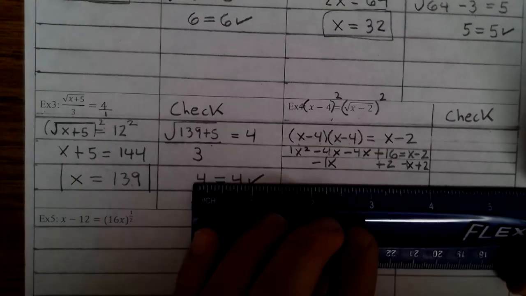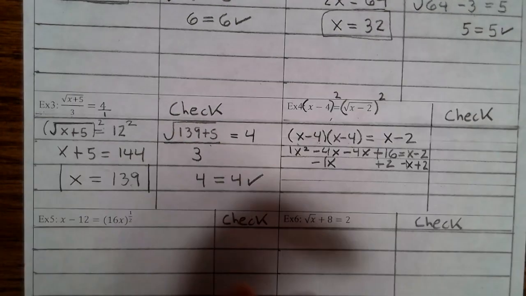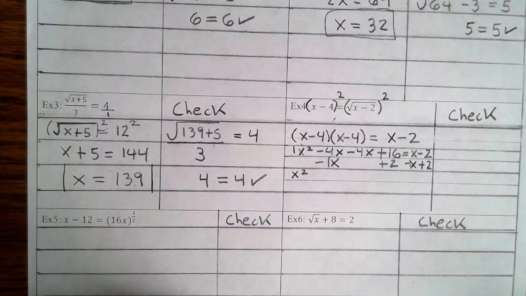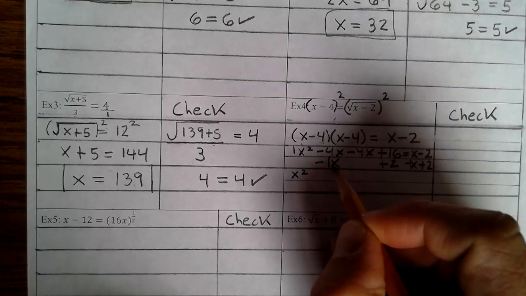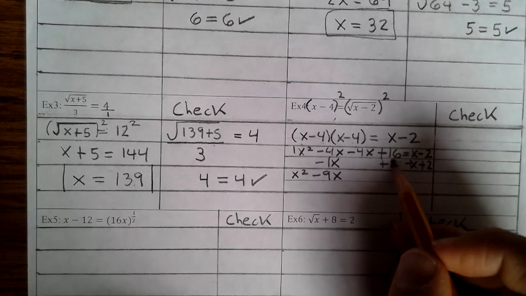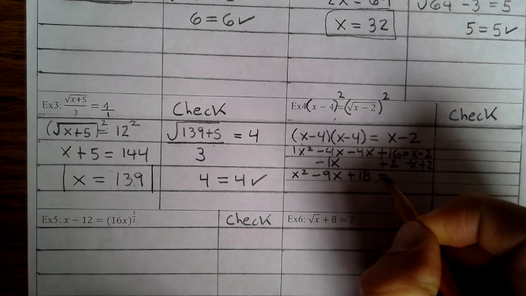Okay, now that's x squared. That's minus 4. Minus 4 is negative 8. Minus 1 is minus 9x. And then 16 plus 2 is 18. Equals, cancels, equals 0. Now, to solve, we're going to factor this.